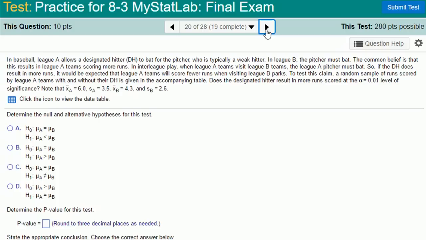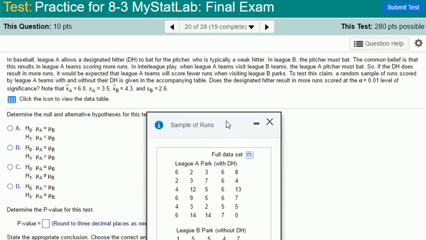To test this claim, a random sample of runs scored by League A teams with and without their designated hitter is given in the accompanying table. Does the designated hitter result in more runs scored at the alpha equal 0.01 level? Okay, so let's just pull up the data. I've got the full data set.